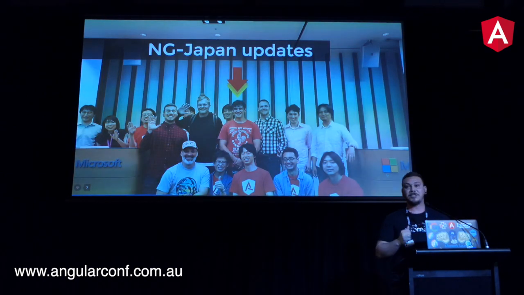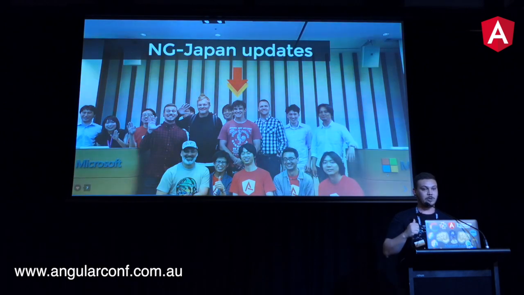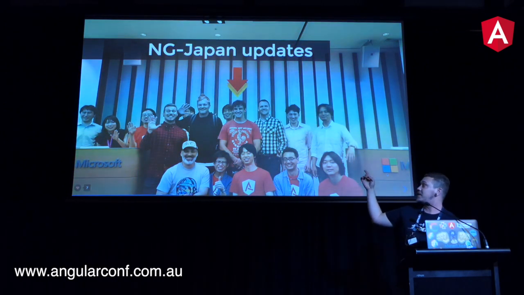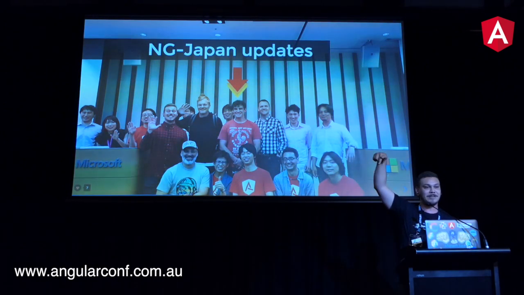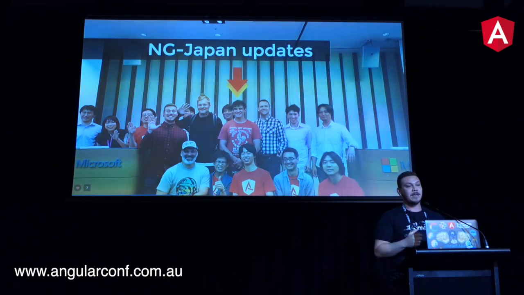Another thing, NG Japan updates. Do you know who this person is here who had the arrows? His name is Miles. He's from the Angular Material team. And I met him at NG Japan last year. And I want to share some updates about those things. First of all, this one.